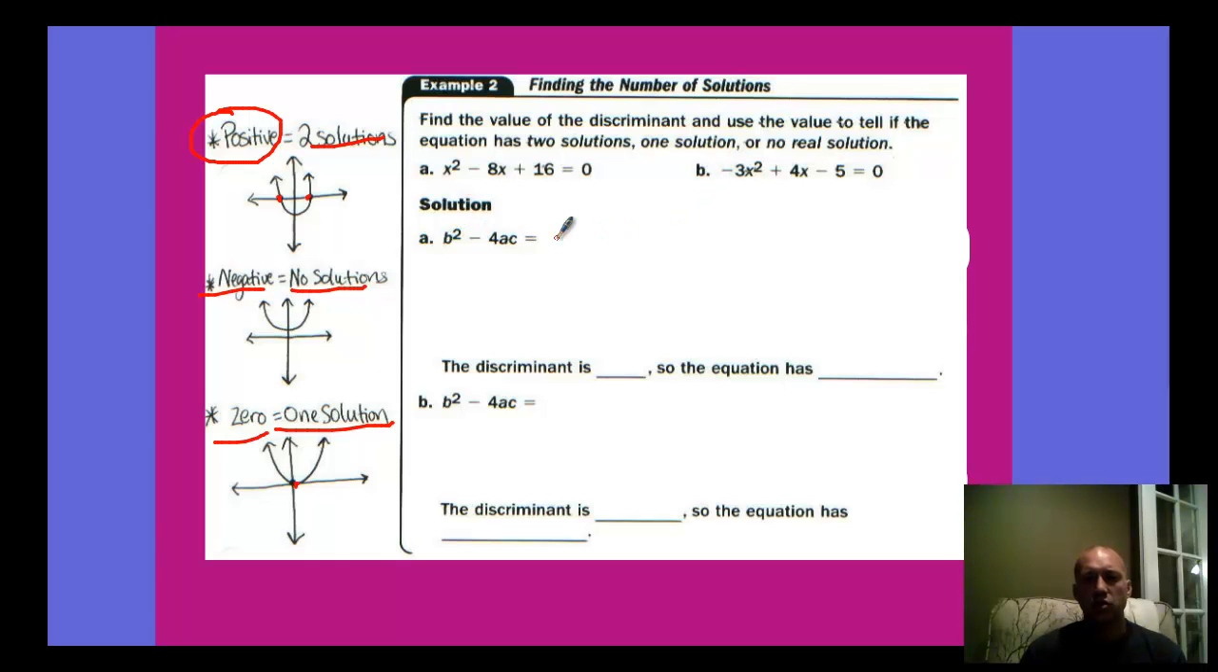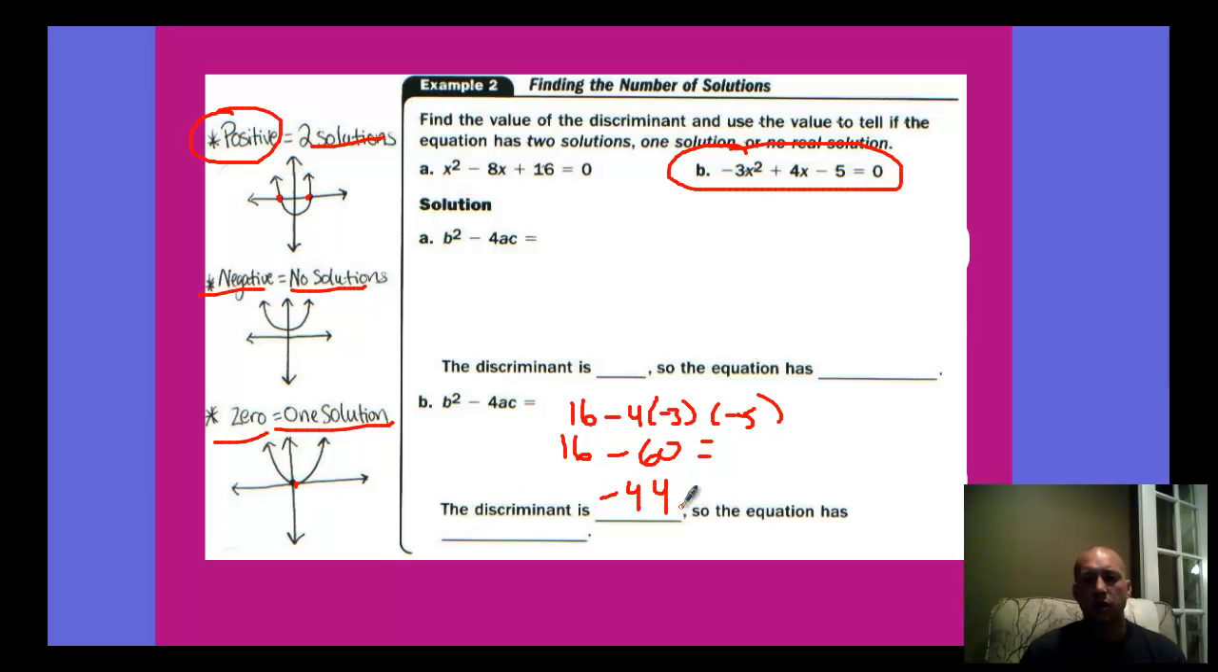And so we can take some of these equations here. Let's just do one of these. Let's do the more interesting one and find the discriminant for that. So this is part b down here. It'd be b squared, which is 16, minus 4 times a, which is negative 3, times c, which is negative 5. And so you have to evaluate this. This is 16 minus 4 times 5 is 20, 20 times 3 is 60. So we have 16 minus 60, and we end up getting negative 44. Because the discriminant is negative 44, the equation has two non-real solutions.